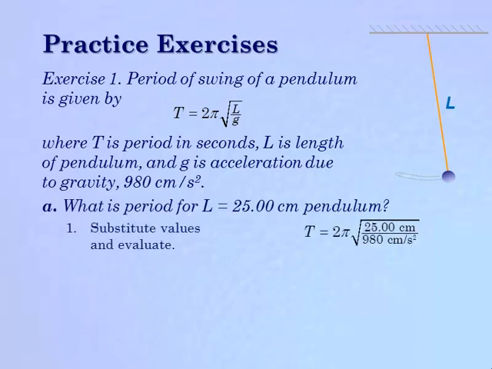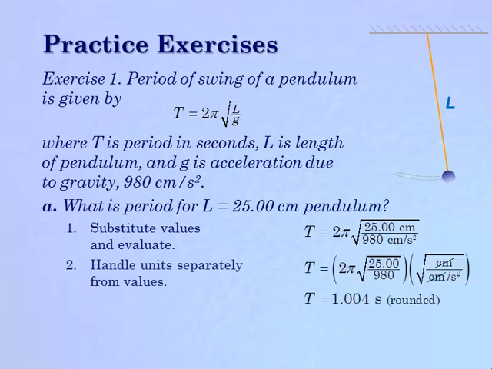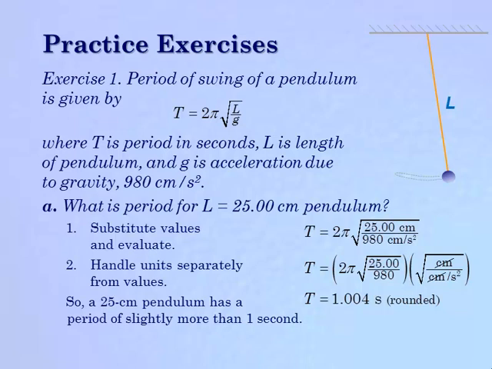Well, we need to substitute the values in. So T is equal to 2 pi times the square root of 25.0 centimeters divided by 980 centimeters per second squared. And we'll handle the units separately that are under the square root also. So the centimeters will cancel and the per second squared will turn into just a second by itself. And we take the square root of 25.0 divided by 980 and multiply that by 2 pi. And the result should be 1.004 seconds, and we rounded that off. So a 25 centimeter pendulum has a period of slightly more than a second.